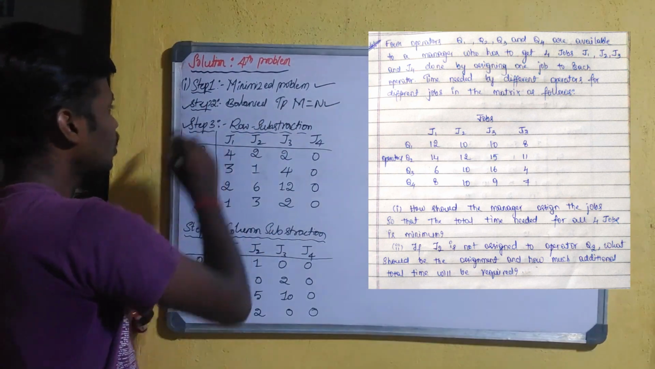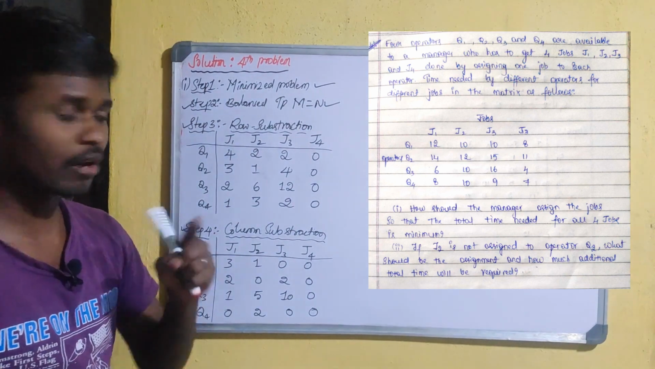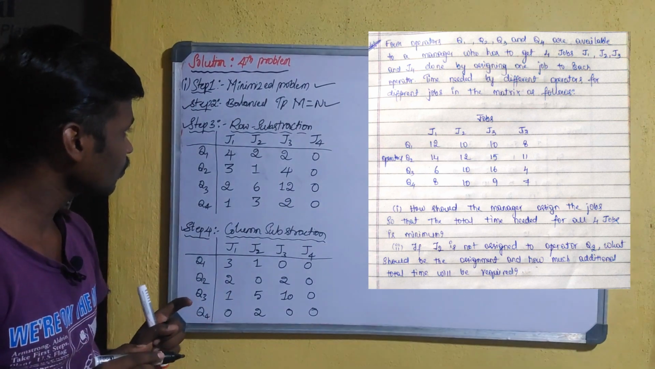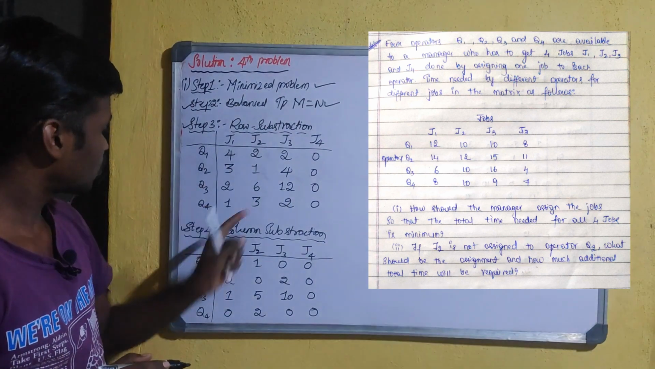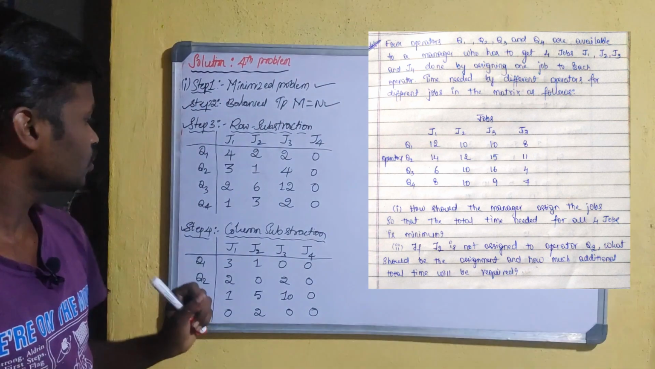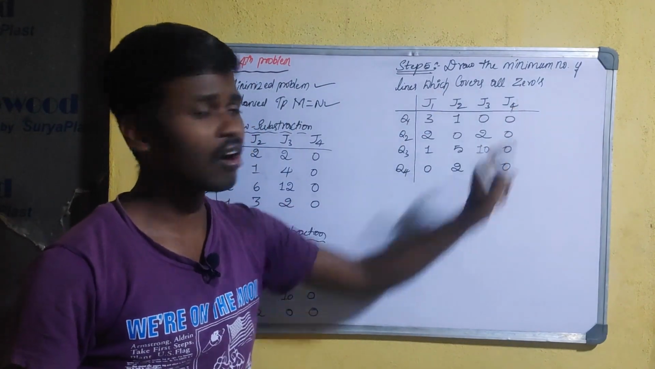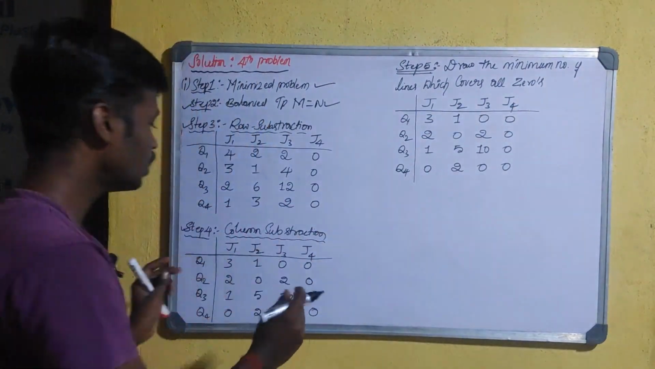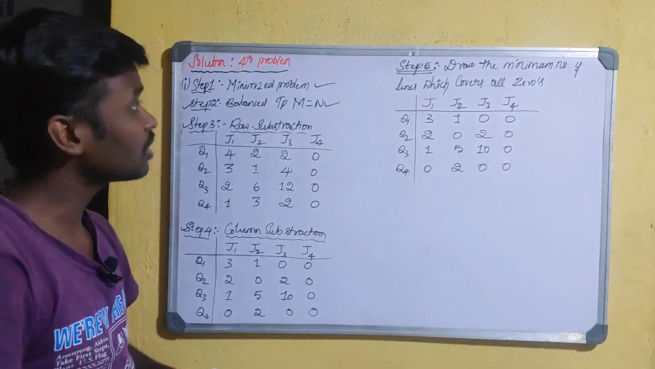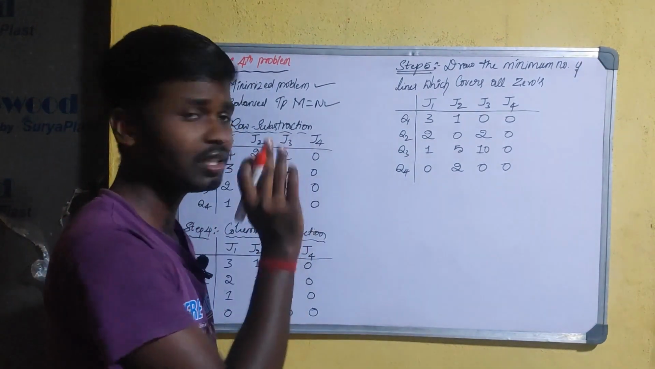Next, the third step is row subtraction and the fourth step is column subtraction. You have to cross verify these answers with your answers. Row subtraction, column subtraction. After that, the fifth step. What is the fifth step? Draw the minimum number of lines which cover all the zeros. I am going to refer to this column subtracted table here.